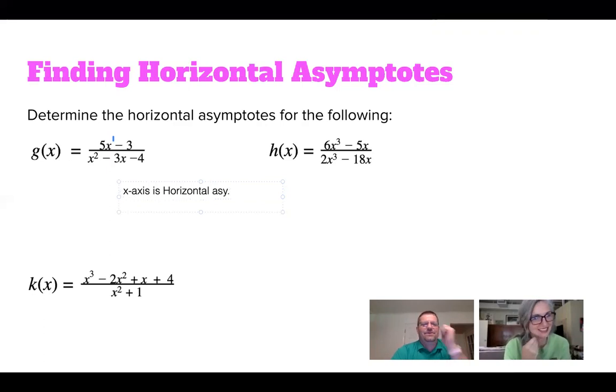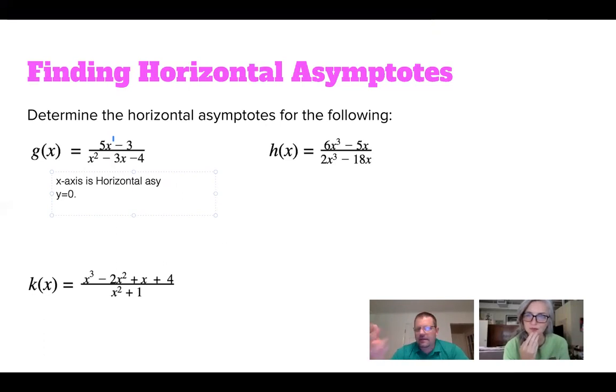Okay, that's our horizontal asymptote. You could also write y equals 0 if you would like to for your horizontal asymptote. And that's all you've got to do. You just got to compare them. You don't have to prove it to us. I think you can do that.